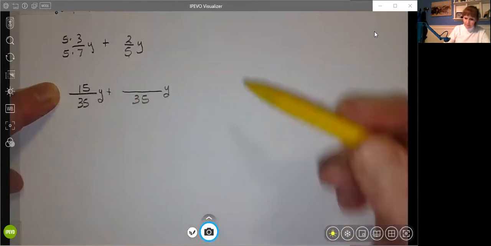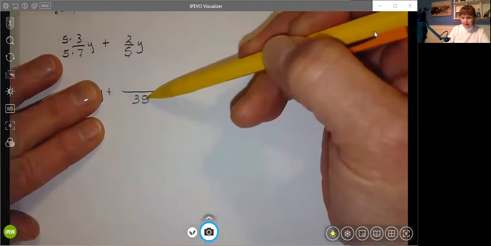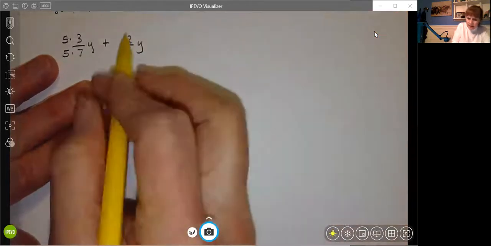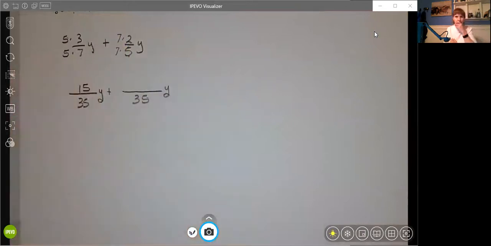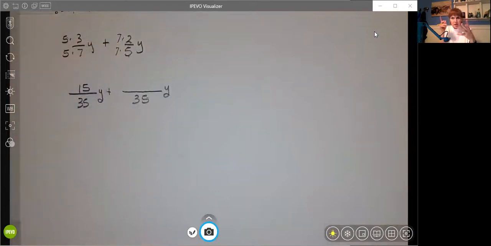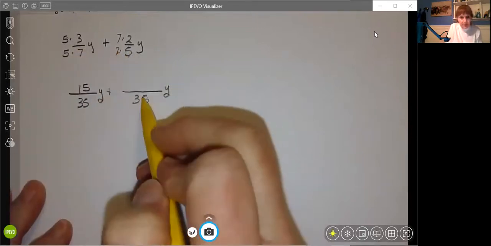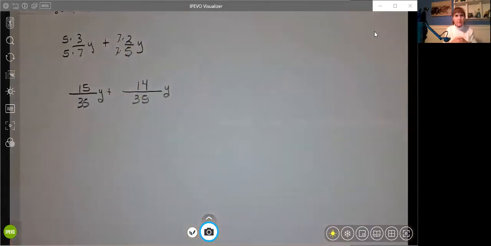Let's go to the next one. To go from 5 to 35, I multiply by 7. So that means I'm going to multiply by 7 over 7. I'm multiplying it by the number 1. When you multiply, 7 over 7 is 1. And when you multiply a number times 1, it doesn't change its value. It's changing the looks. So 7 times 5 is 35. 7 times 2 is 14. I now have a common denominator.